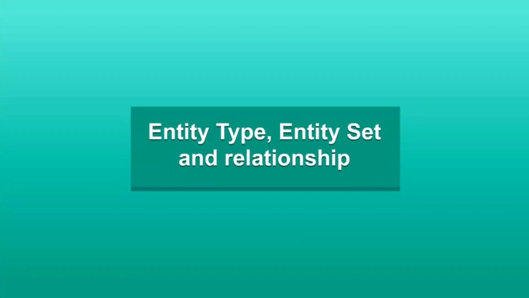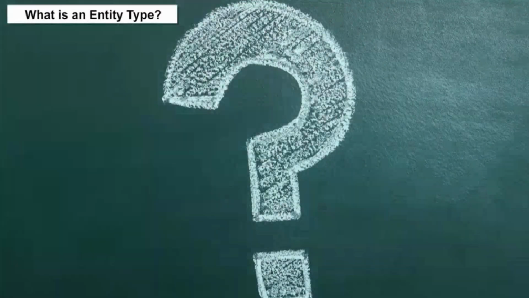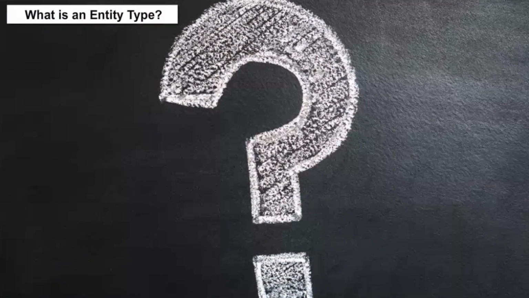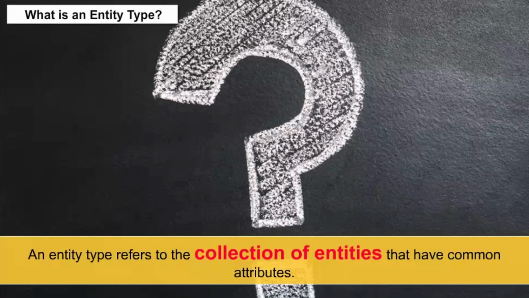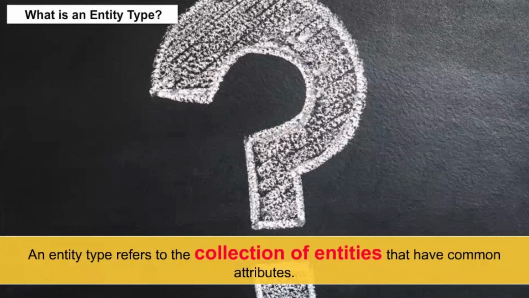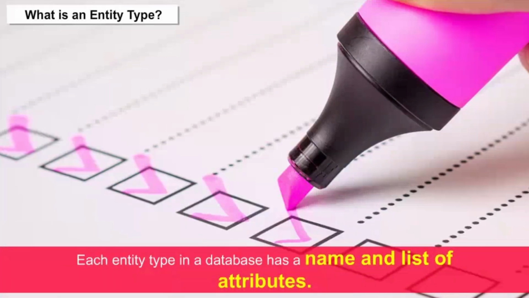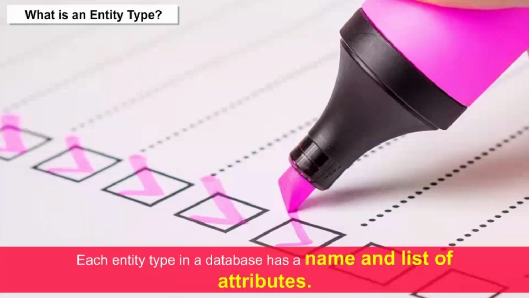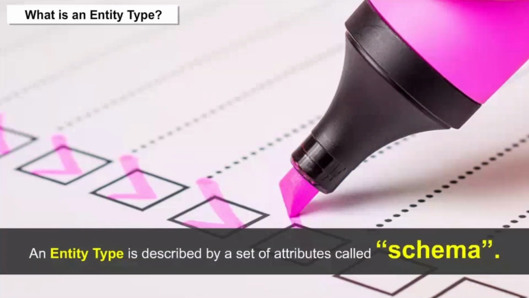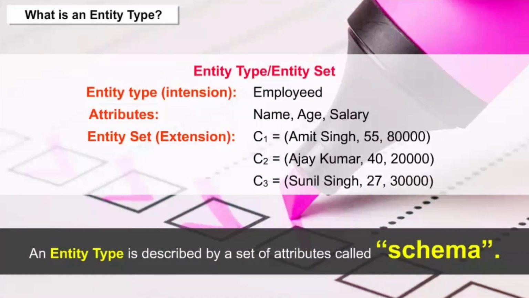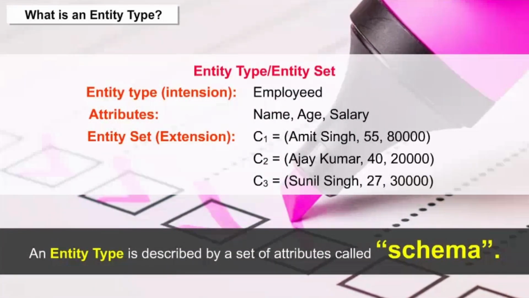Entity type, entity set, and relationships. What is an entity type? An entity type refers to the collection of entities that have common attributes. Each entity type in a database has a name and a list of attributes. An entity type is described by a set of attributes called a schema.